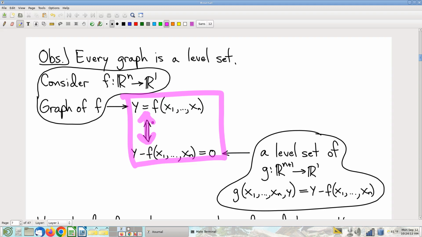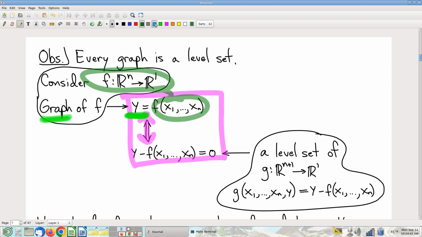Because in the top line, notice it's written as a graph. This is written as a graph of this function there. It has n input variables, 1 output value. So it's from R^n to R^1. And this top equation is looking at the graph specifically, right? Setting it equal to a new variable.